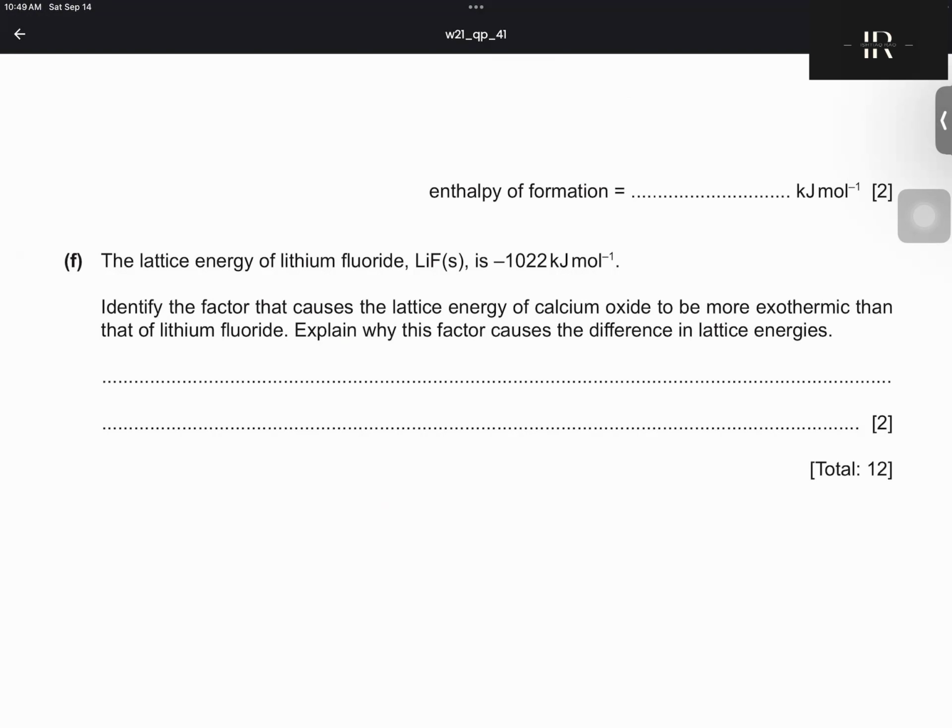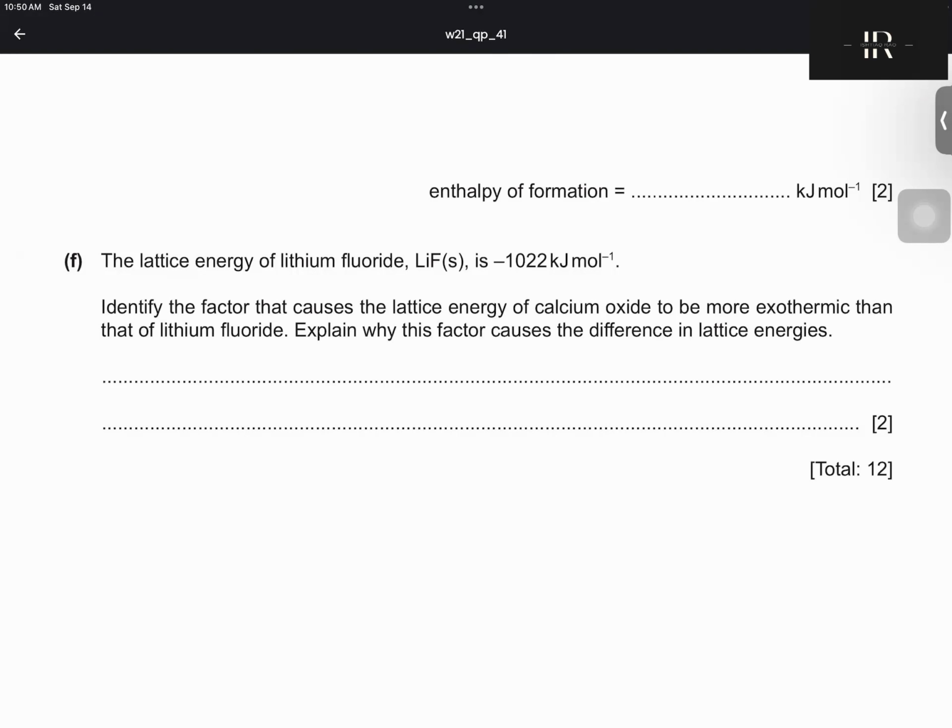Calcium oxide has a stronger ionic solid. Why? How can you say that? They said that it's more exothermic. They are saying that the lattice energy of calcium oxide is stronger than lithium fluoride, minus 1022 kilojoules per mole. Identify the factor that causes the lattice energy of calcium oxide to be more exothermic. Obviously, this is a stronger ionic solid, so that's why its lattice energy is more exothermic than lithium fluoride.